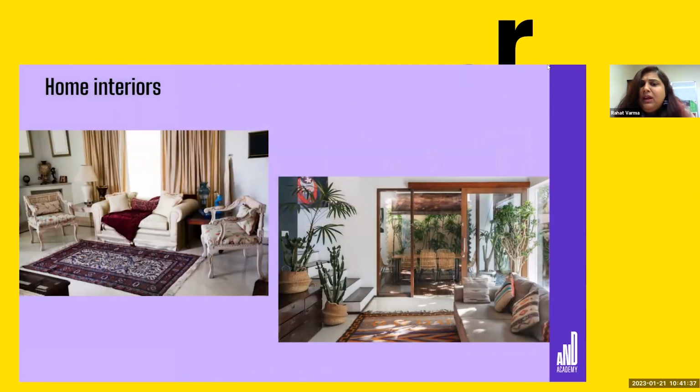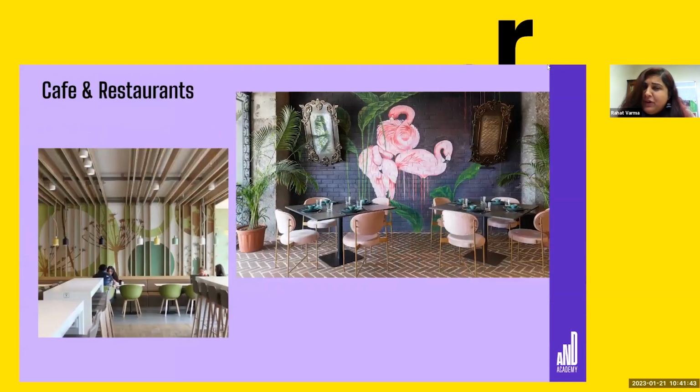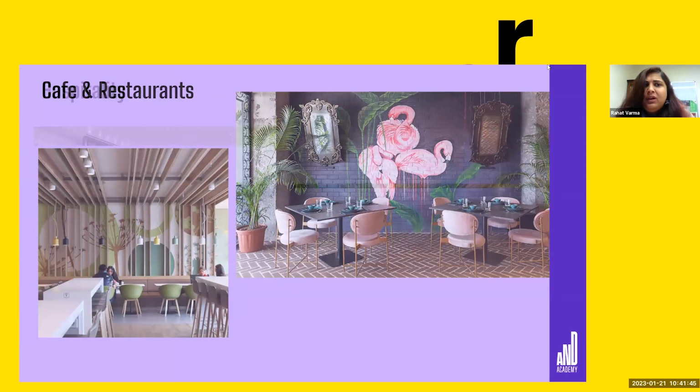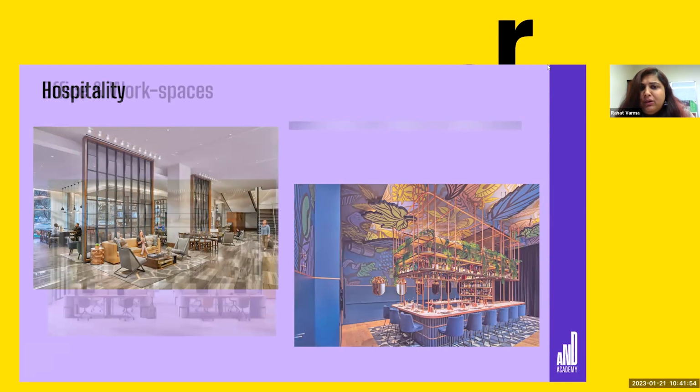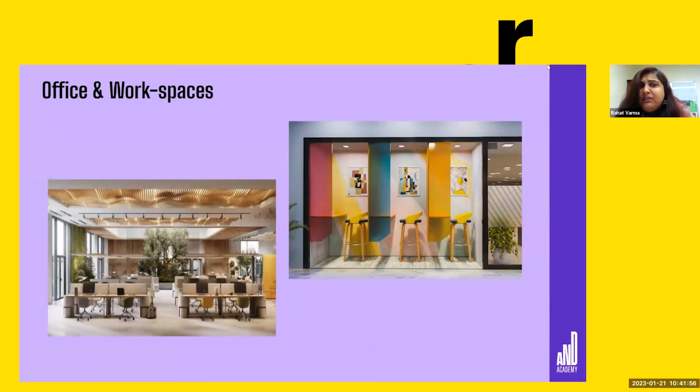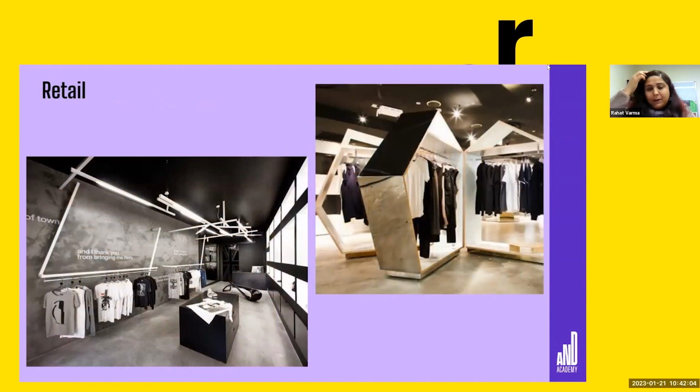The first is going to be home interiors, or the residential type of projects. The next being a cafe or a restaurant. Especially after COVID, the hospitality industry is also on a big boom. So we'll see a lot of these kinds of projects you might find your way into. Of course, office space and co-working space is another very big thing. And especially as workspaces become more and more agile, this makes it very interesting.